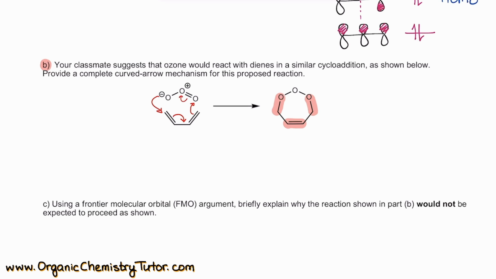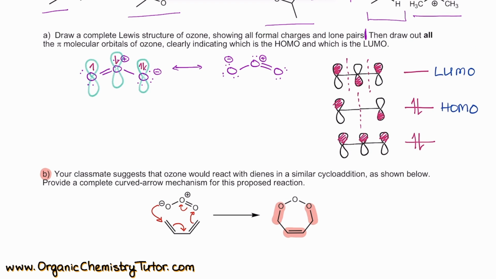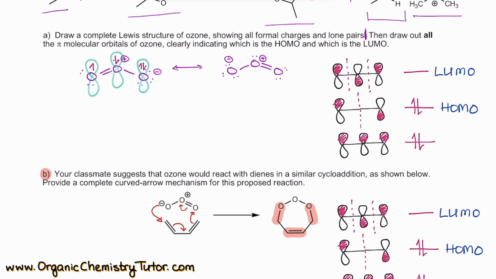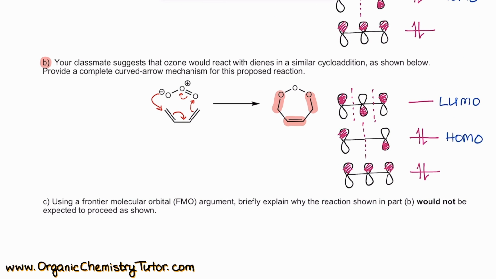Well, in order for our reaction to happen, we need to have the HOMO orbital of one species matching with the LUMO orbital of the other species. We already have HOMO-LUMO orbital diagrams for the ozone, so I'm actually just going to take this part over here, duplicate that, and drag it over here, so we have that for easy reference. And we also have the reaction with butadiene, so butadiene over here.